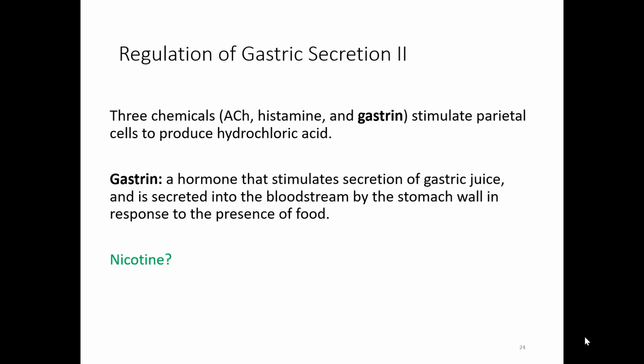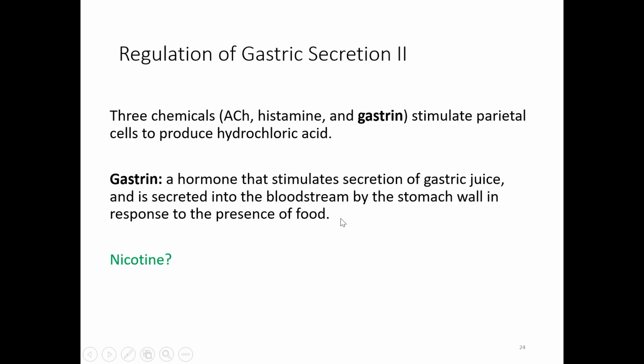Next one would be chemical regulation of gastric secretion. There are 3 chemicals that stimulate parietal cells to produce hydrochloric acid. That would be acetylcholine, histamine, and gastrin. So again, what is gastrin? It's a hormone that stimulates secretion of gastric juice. So it happens when the stomach is full. And gastrin is secreted into the bloodstream by the stomach wall. Exactly, remember what cells produce it? Enteroendocrine cells. And that hormone is secreted into the bloodstream in response to the presence of food.